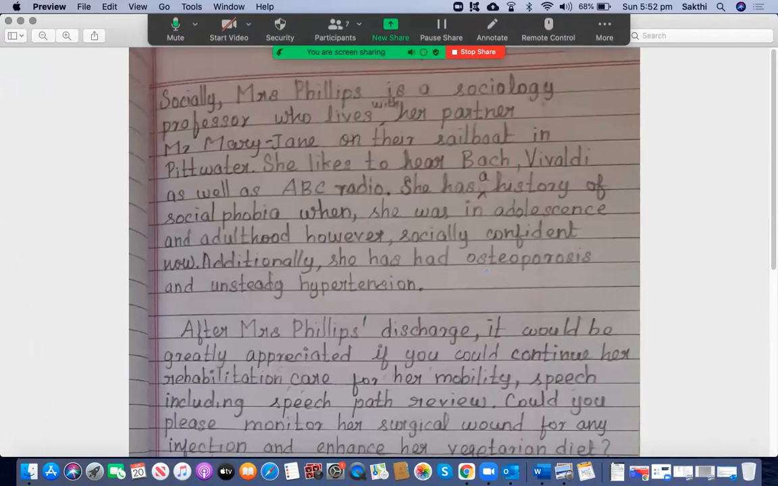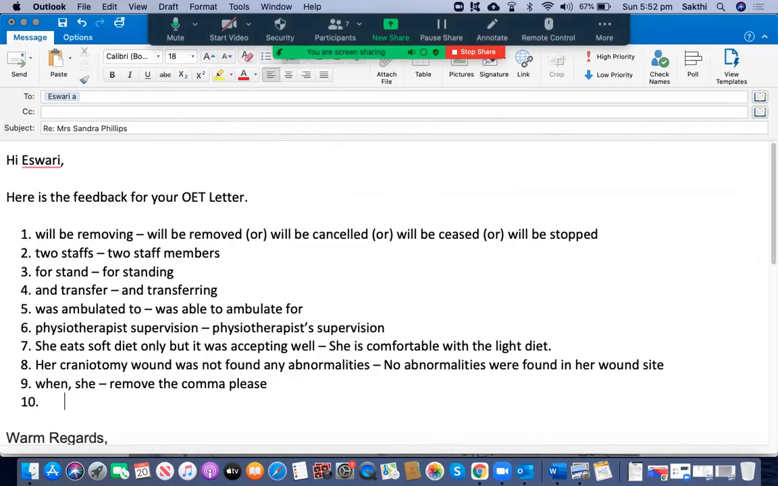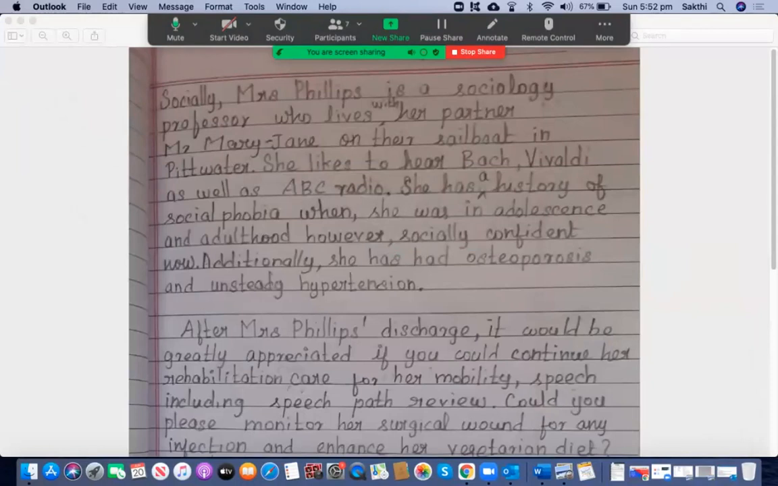However, socially confident now. However, she is socially confident now, because this is a past tense, she was, and then this is the present tense. So you should say, however, comma, she is socially confident now. That's how you need to write it down.